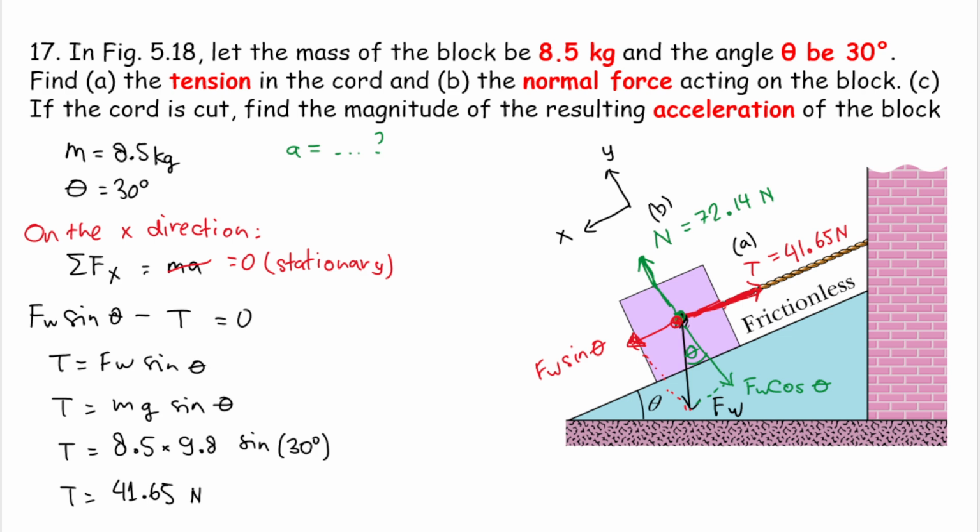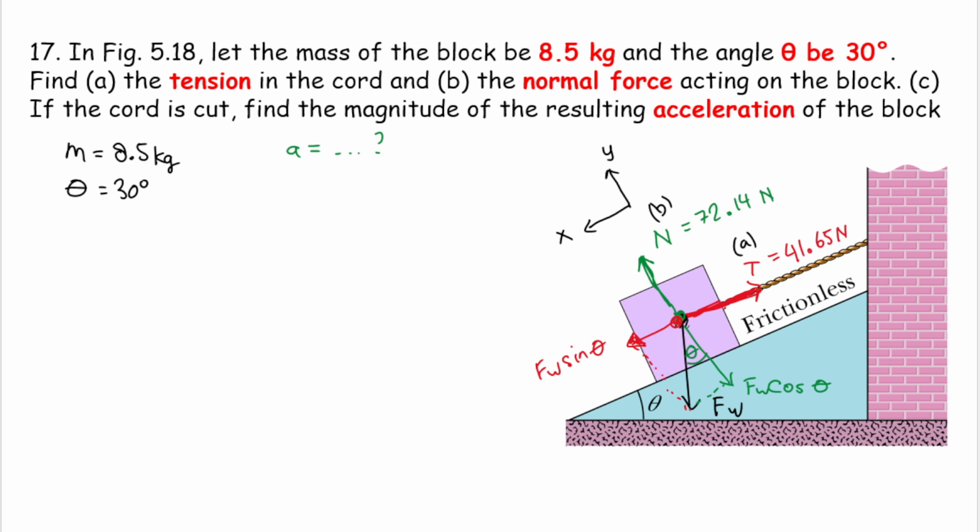Okay, maybe let's clean our slide first. Okay, now if the cord is cut, we don't have this force here, right? So there will be no force here. And the only force working on the x direction is Fw sine theta. So we will have the sum of the force on the x direction is not 0 because the block starts moving, right? And the only force that works on it is Fw sine theta.